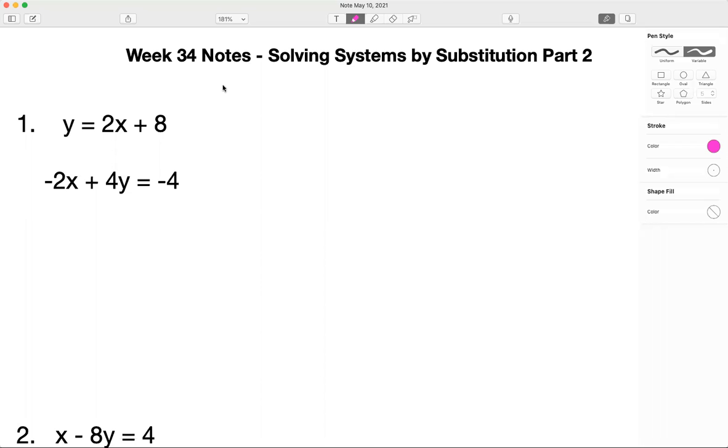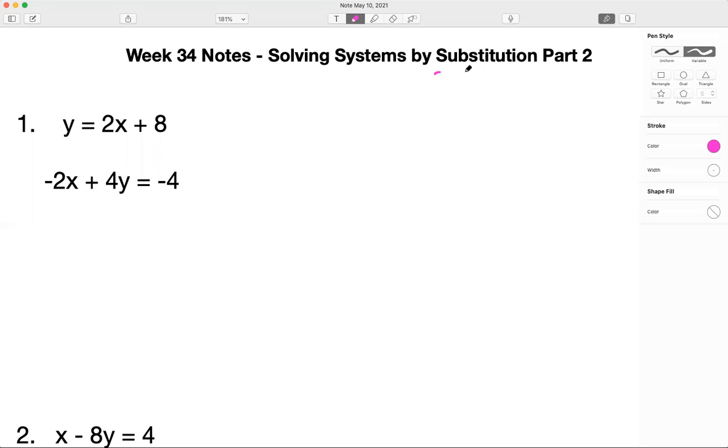In this video, we're going to look at the next iteration of solving systems by substitution. Now, number one, write it down, please. y equals 2x plus 8, and then negative 2x plus 4y equals negative 4. What we need to see here is that we have two pieces of information and two variables, and that's what we need. Two equations, two variables. Now we can solve the system of equations, but how are we going to do this?